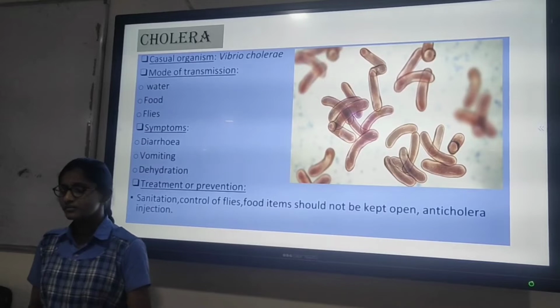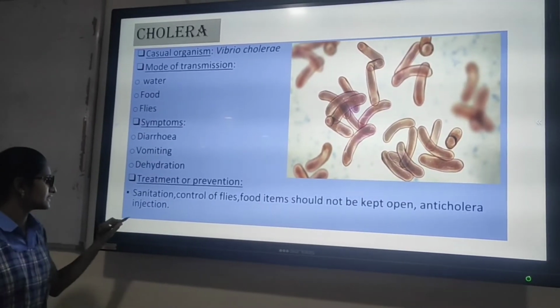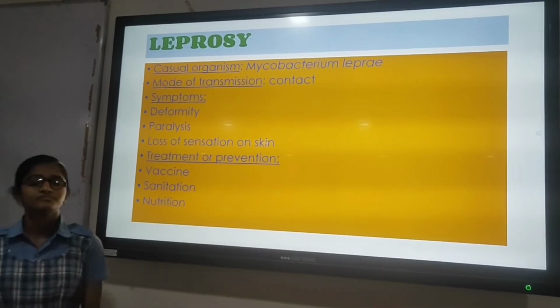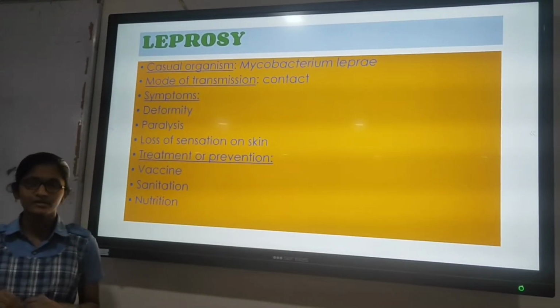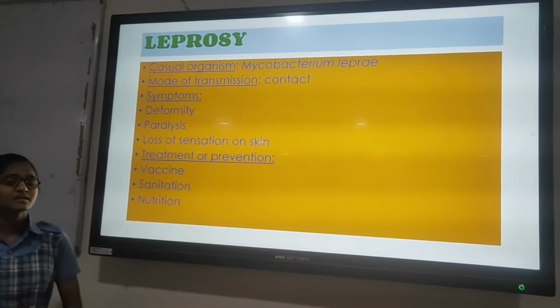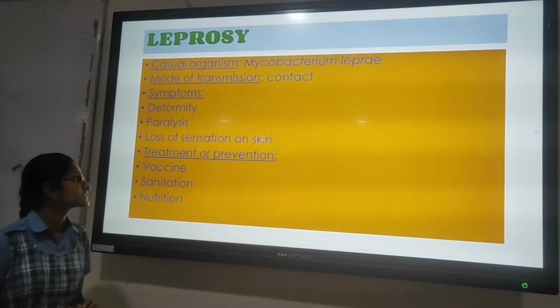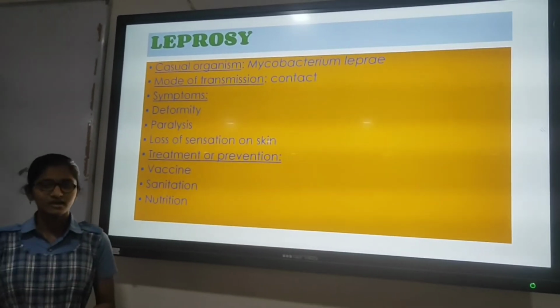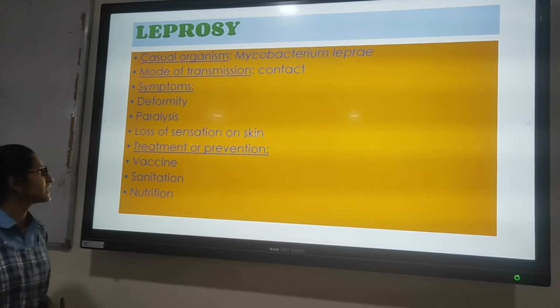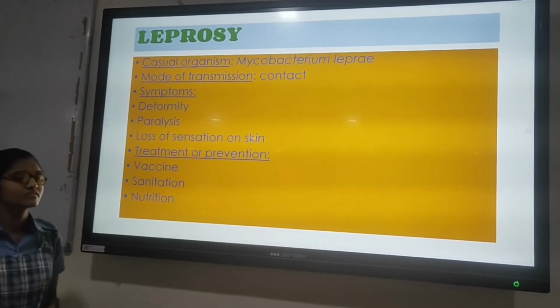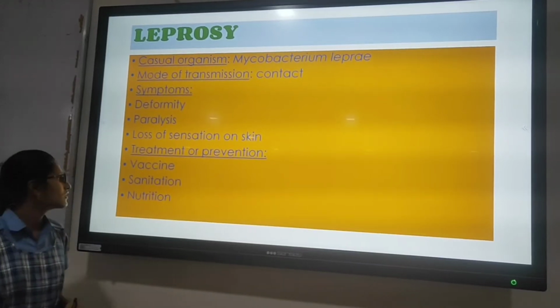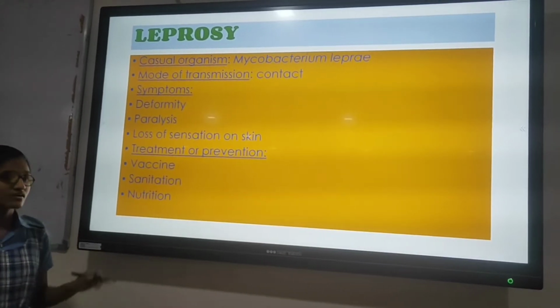Now let us discuss one more bacterial disease, that is leprosy. Leprosy is caused by the bacteria named Mycobacterium leprae. It can be transmitted by contact. Symptoms of leprosy are deformity, paralysis and loss of sensation on the skin. And the treatment and prevention for leprosy are vaccine, sanitation and nutrition.